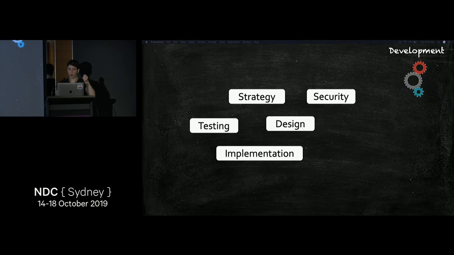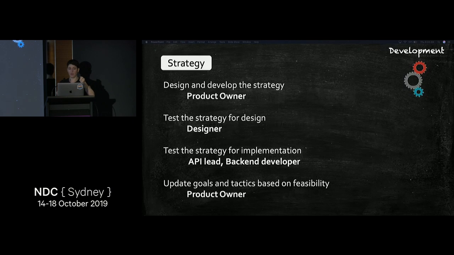But who are we suggesting to do this? And what do we actually do when you say strategy? What do you mean by that? So here is the time that we're going to design our initial strategy. And we need to test this strategy for the design and implementation, right? And then by that testing and initial work, we're going to update the goals and tactics, right? The product owner is going to take care of all the strategy, designing and developing it. But to be able to test it for design and for implementation, we need some more technical people like the designer, API lead, and backend developer.